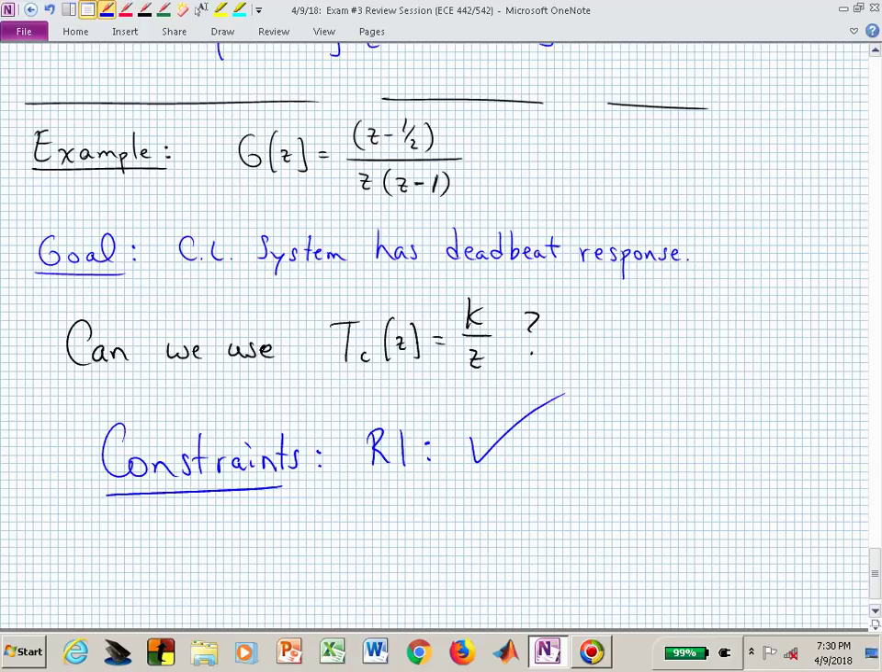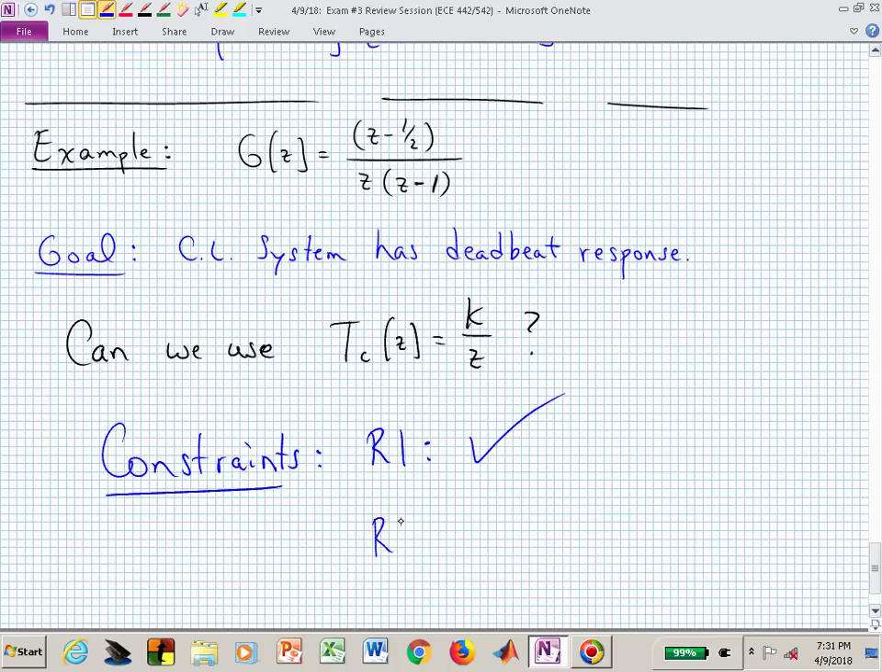The pole zero excess of t sub c of z has to be greater than or equal to the pole zero excess of g of z. It can't be less. So we couldn't have a pole zero excess of 0 for t sub c of z. What would t sub c of z be with a pole zero excess of 0? It could be a constant. It could have a numerator over denominator where both of those are the same degree or order. Here we need the denominator to be one order higher than the numerator.